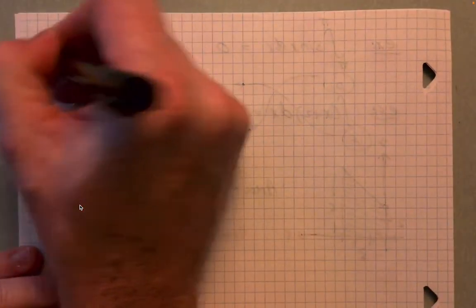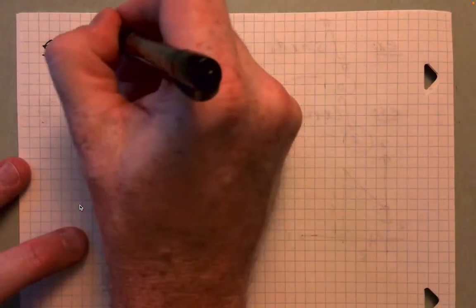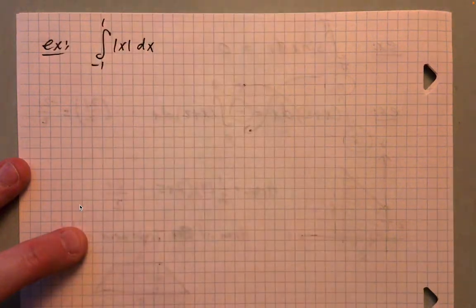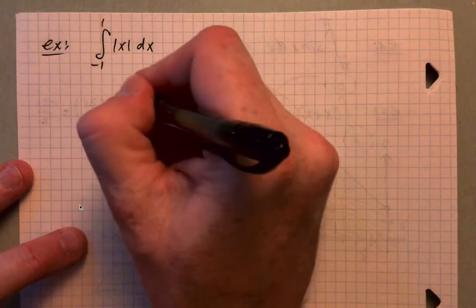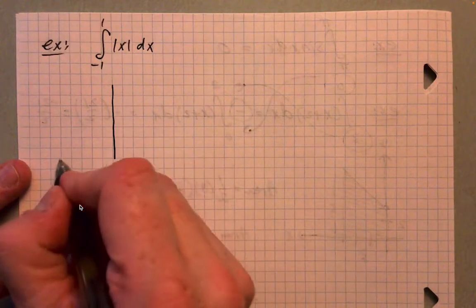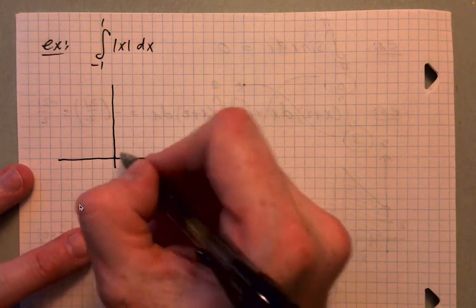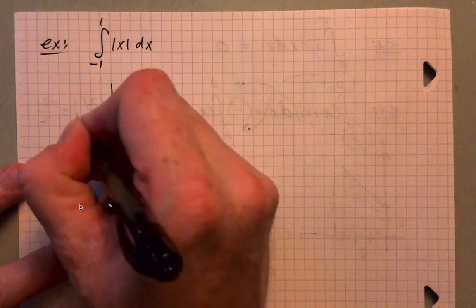Let's see an example. Let's look at the integral from -1 to 1 of the absolute value of x dx. So what does this function look like? Well, it's one of those absolute value functions, isn't it? And so it kind of looks like this and like that.